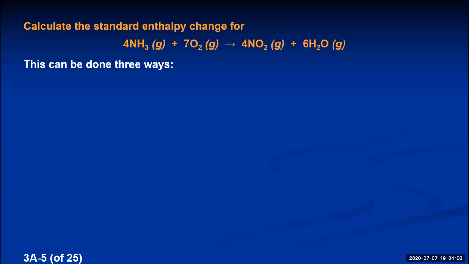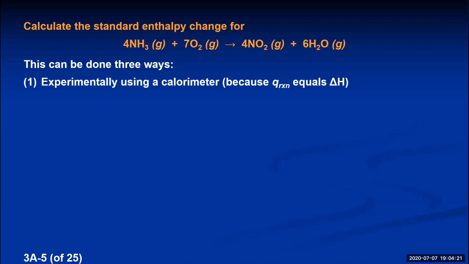And there's actually 3 ways we can determine what the enthalpy change for this reaction is, because the enthalpy change equals the amount of heat gained or lost by this reaction. If we perform this reaction experimentally in a calorimeter and measure how much heat is given off or absorbed, that value will equal the enthalpy change. So the first way to calculate the enthalpy change for a reaction is experimentally to use a calorimeter, because the Q of the reaction that you calculate from a calorimeter is just going to equal your enthalpy change.